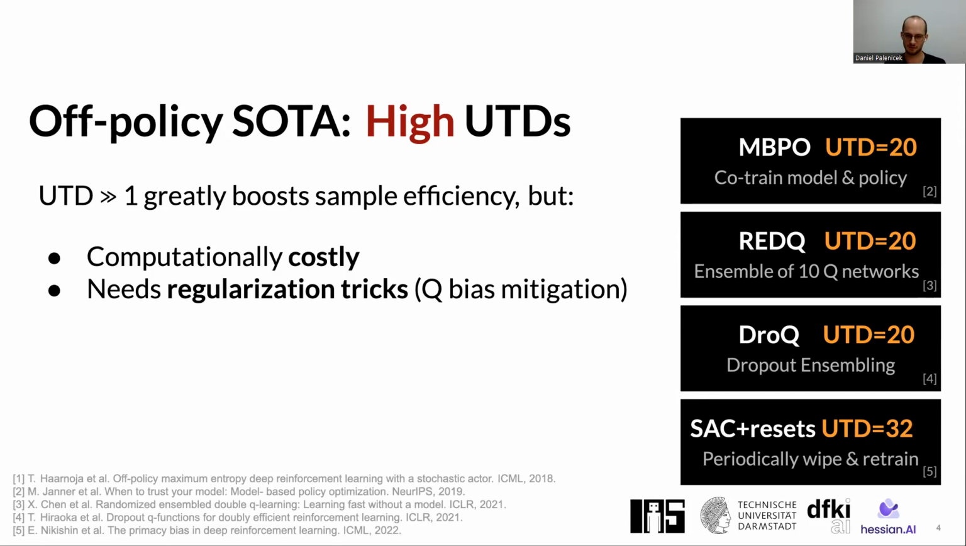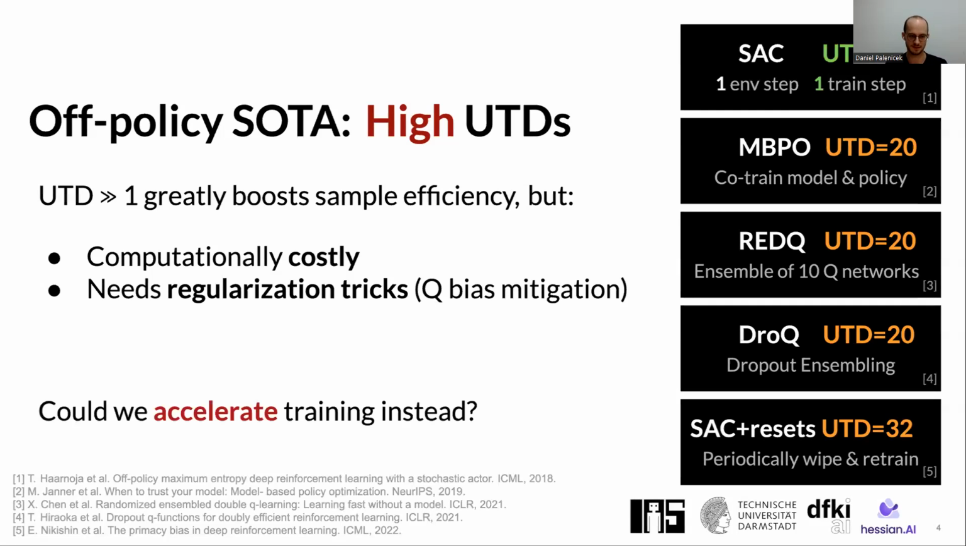You need to account for the Q function bias, and that just makes the overall algorithm more complicated. So the question that we want to ask is, could we accelerate the training itself instead of just training more, to be, in a sense, more like the soft actor critic, which uses a low update to data ratio. So it does one environment interaction and then one training update.